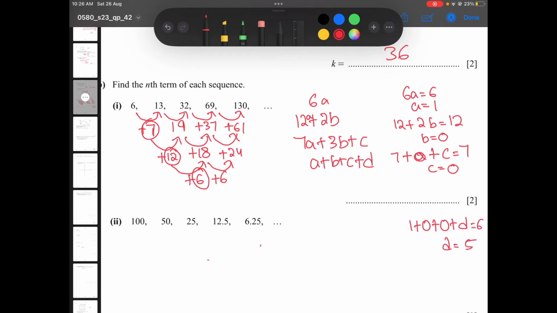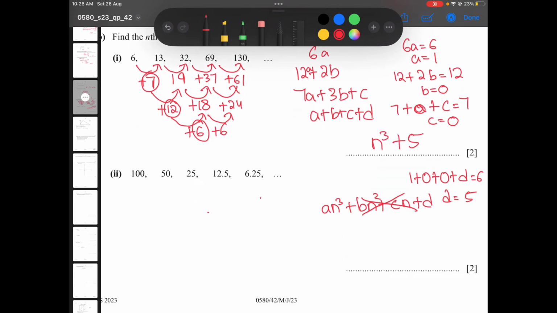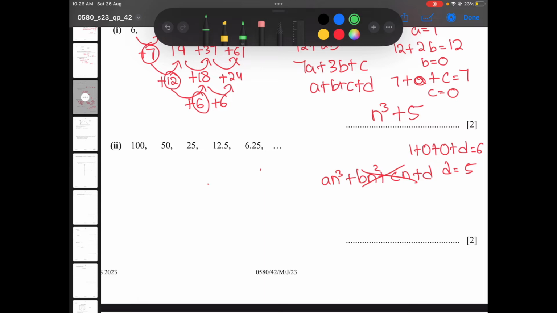And the equation format is an cubed plus bn squared plus cn plus d. Now since our b is 0 and c is 0, we can avoid those parts, and a is also 1, so it's n cubed plus 5. Okay, this is all for this question. I'm just going to add another color for this question.